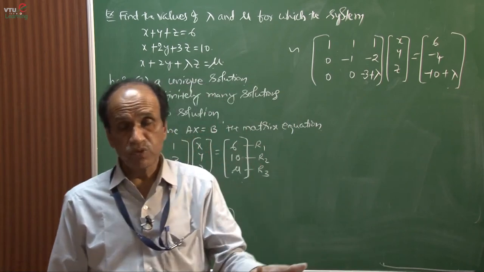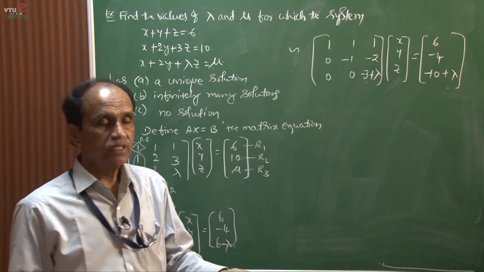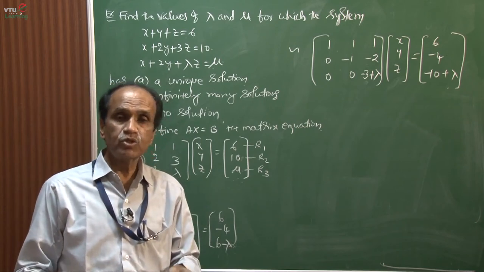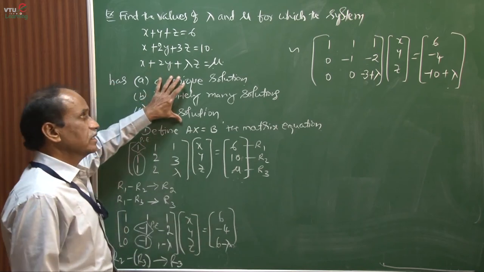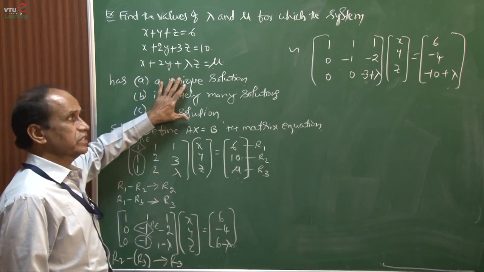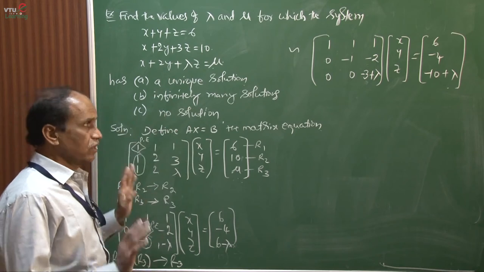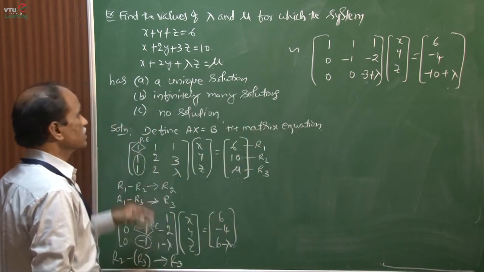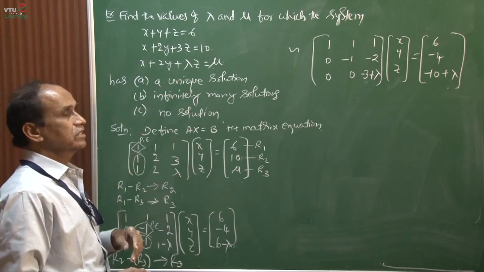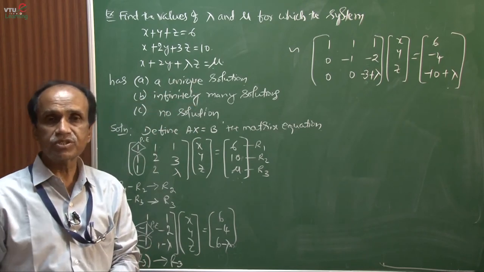What value of mu you are going to choose, what is going to happen? And what value of lambda and mu together you choose, what is going to happen? So respectively, you have to answer solutions for these questions. Okay. Now, the first question to be answered like this. First question, what is the question? A unique solution. What is the requirement for the unique solution?